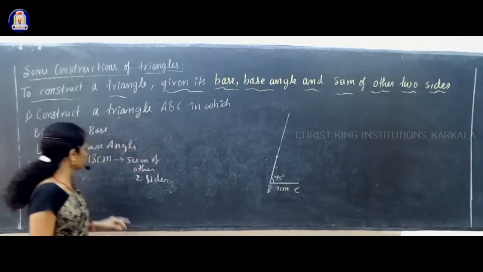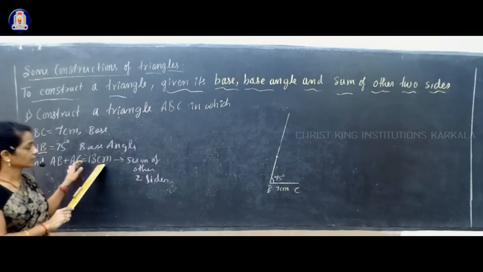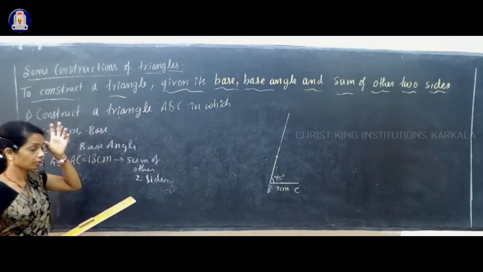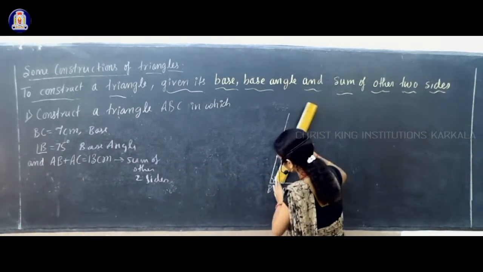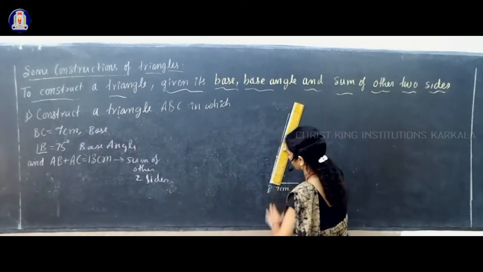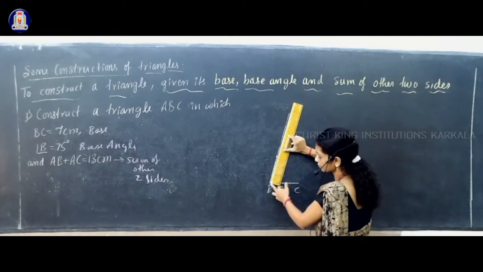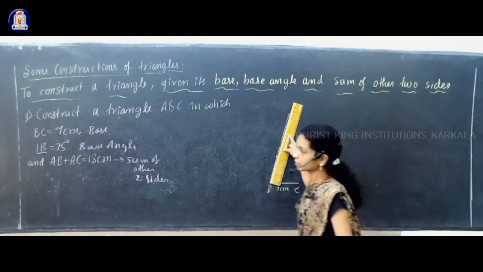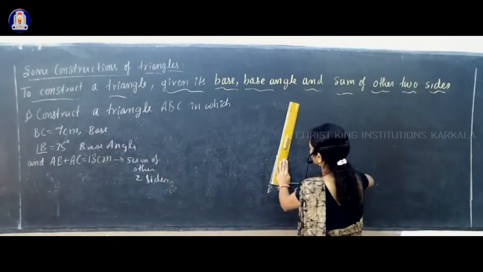Now what is the sum of the other two sides that you have to see? AB plus AC, how much? That is 13 cm. So now keep your scale at B. The zero of the scale should be at B. Like this you keep your scale, with the zero of your scale at B, and mark one point at this much distance, 13 cm distance.